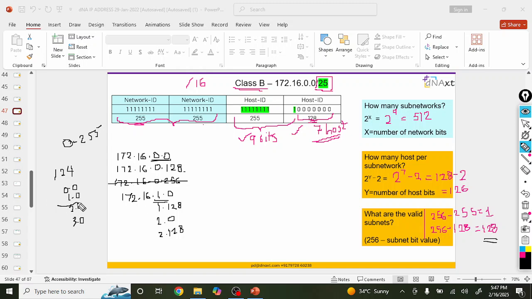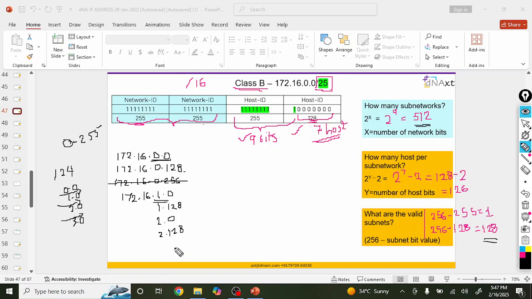That is why in every case, between two successive subnetworks there is one more subnetwork, and hence the number of subnetworks goes from 256 to 512, that is double of 256. So basically subnetworks will be 172.16.0.0, 172.16.0.128, 172.16.1.0, 1.128, 2.0, 2.128, 3.0, 3.128.